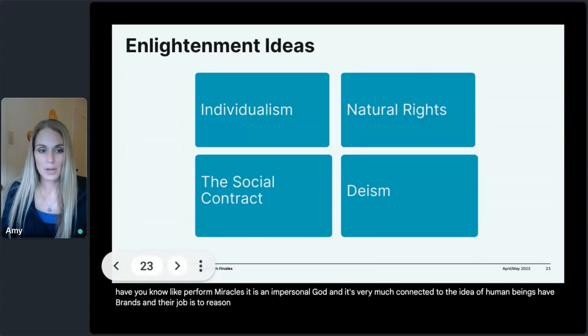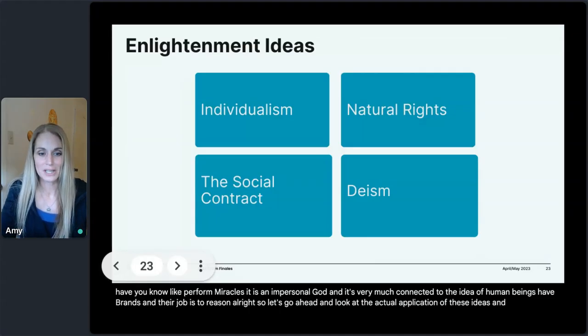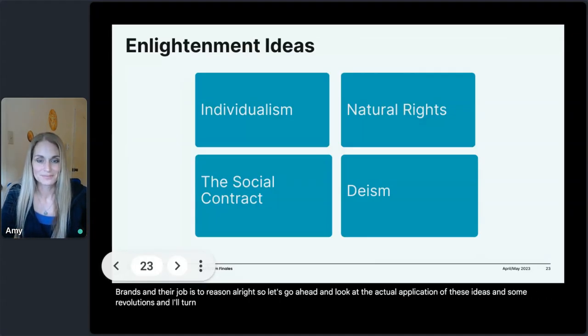All right, so let's go ahead and look at the actual application of these ideas in some revolutions, and I'll turn it over.